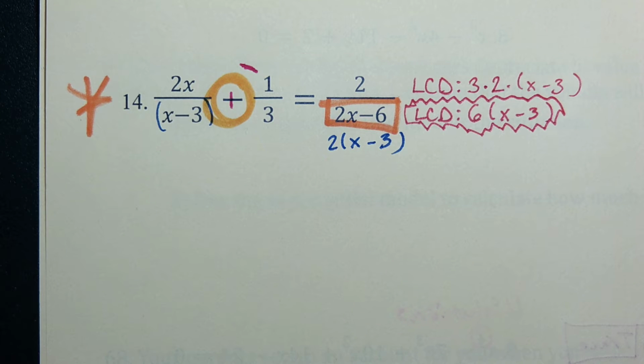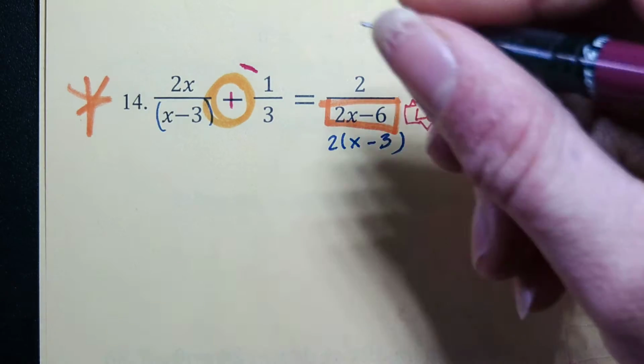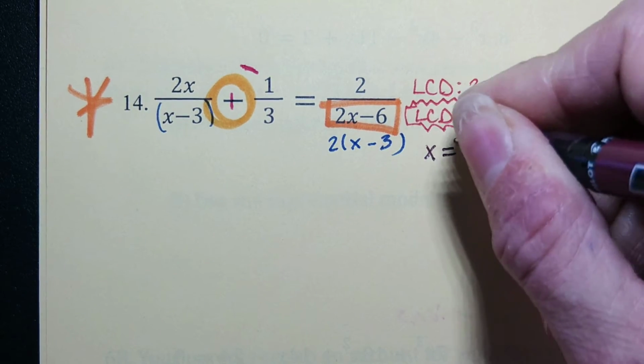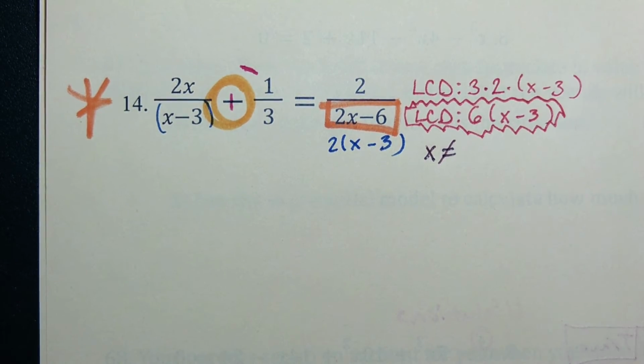All right, folks, so now for the restrictions. What is something x can't be equal to? Beth? Yeah, go ahead. Or what is something that would make those fractions dividing by 0 and thus undefined?